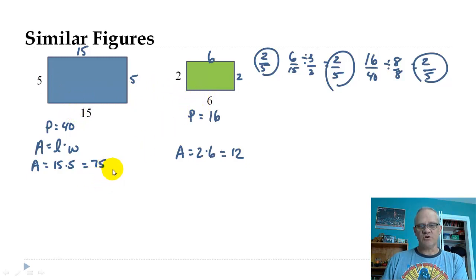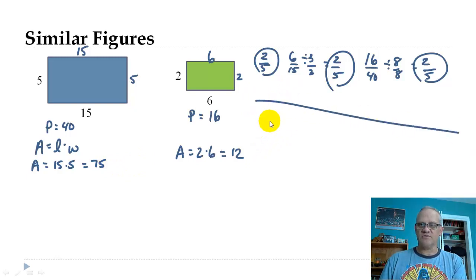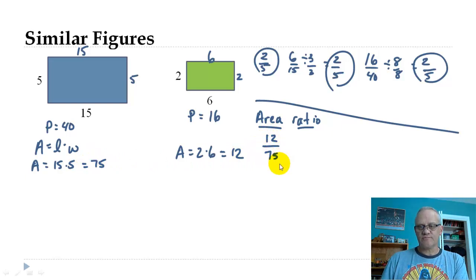Let's look at the ratio of their areas. Wish I wouldn't have drawn that so crooked, but we're talking about area over here. The ratio of their areas, I should have said. Well, let's call it the area ratio. How about that? And so this would be 12 to 75.